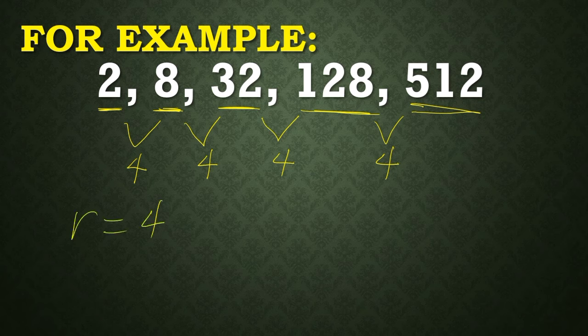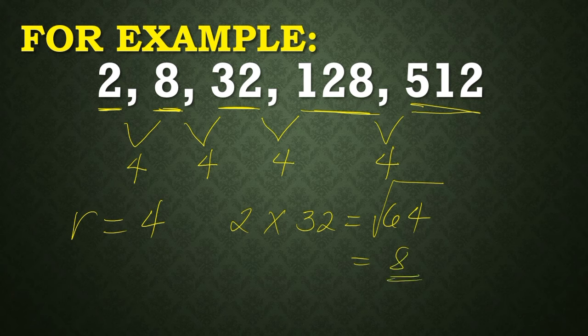Okay, so how did we get that 8? What we do is take the first term, 2, and the last or third term, 32, multiply them, and then take the square root. For example, 2 times 32 is 64. And then the square root of 64 is equal to 8. So it is correct that the geometric mean is 8.